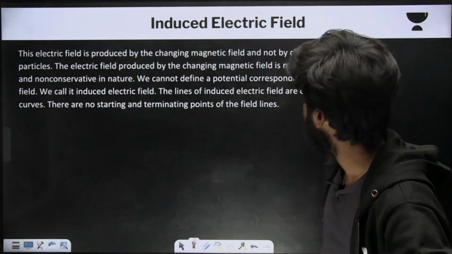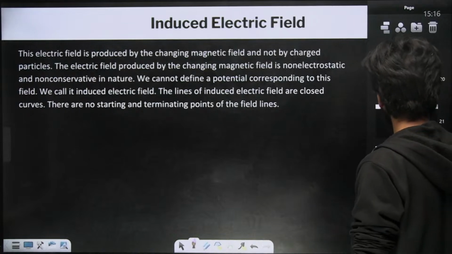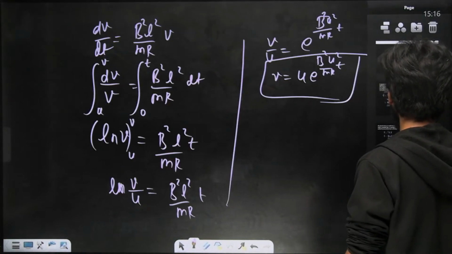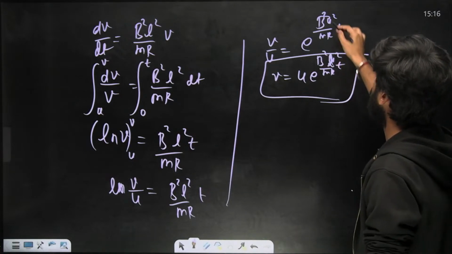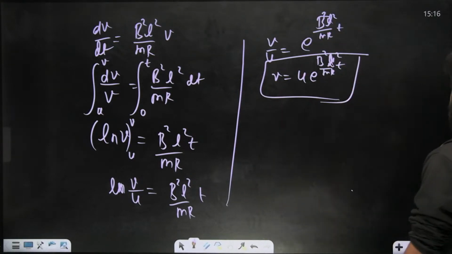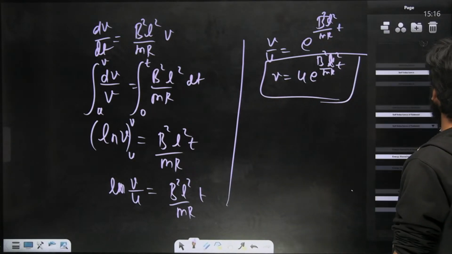L is in numerator. Let me check. L is in numerator. Where is L? Yeah, B square L square. Yes, B square L square. Correct.